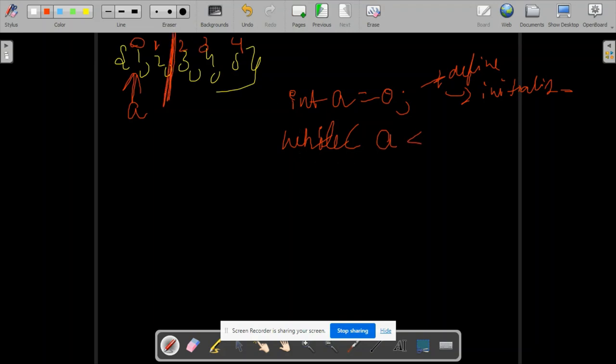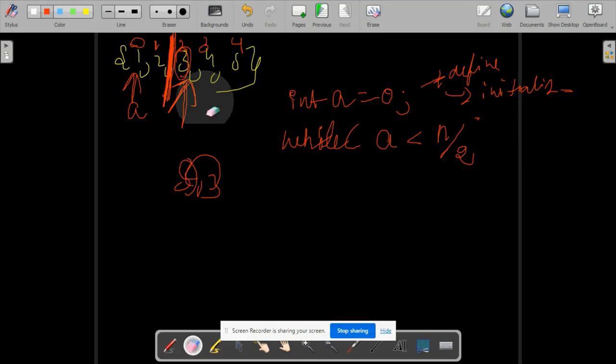You will reach up to here. Okay, you will reach up to here only, or you will reach up to here. So your condition will be a less than n by 2. Because I told you that when your pointer comes at 3, there is no need to swap 3 with 3. So that's why you will break the loop after crossing this first index.